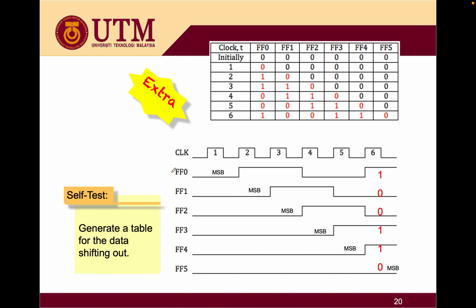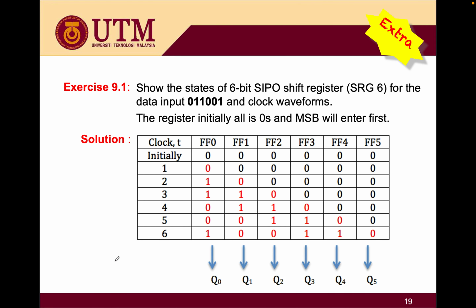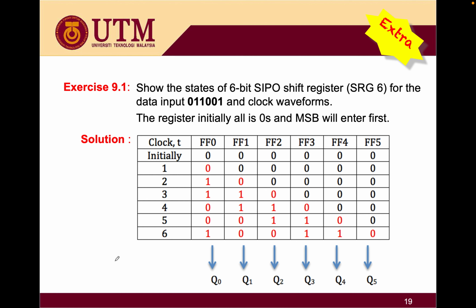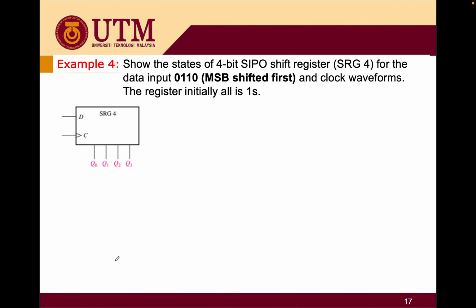So until clock number 6, generate a table from the data shifting up. Okay, this one is shifting out. Is it similar with R? 1 0. Yes. Okay. This one is your shift in, but you're going to have another, similar to your seesaw.